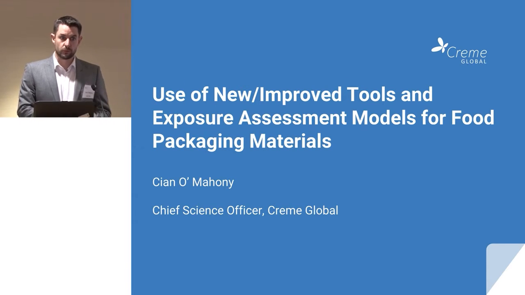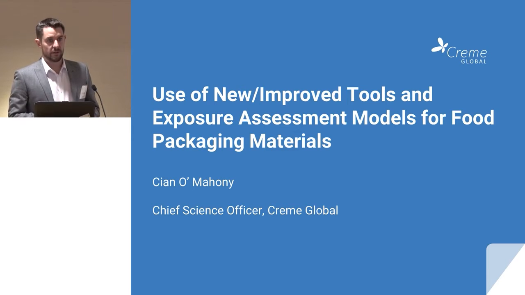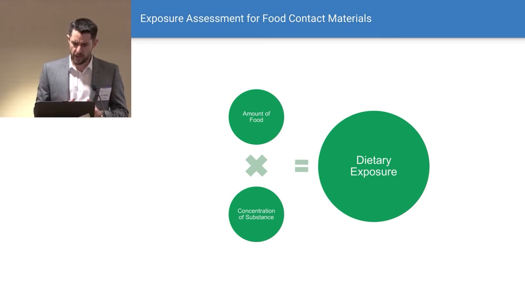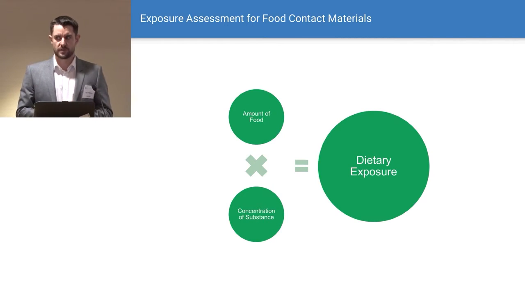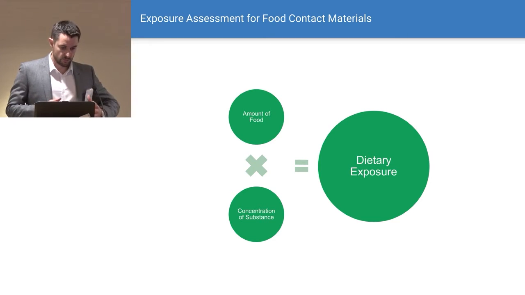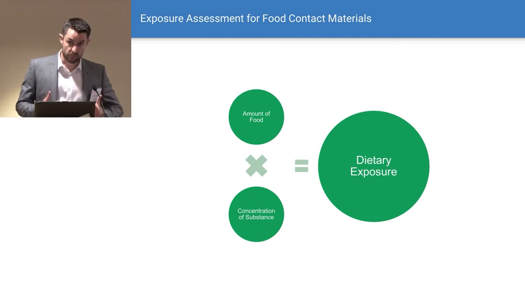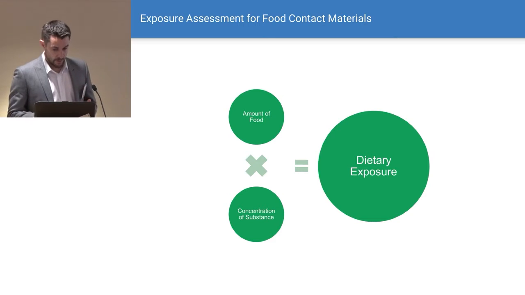So I'm Cian. I work with a company called Crème Global. We're a data science company based in Dublin, Ireland. And one of our areas of expertise is food safety modelling and software. So I'm going to talk about some of the work we've done in the area of food packaging safety, and in particular focusing on the exposure assessment part of food safety and chemical food safety for food contact materials, because it's really the area where there's a lot of work to be done in terms of refining your risk assessment and understanding what consumer risk really is from an exposure perspective.